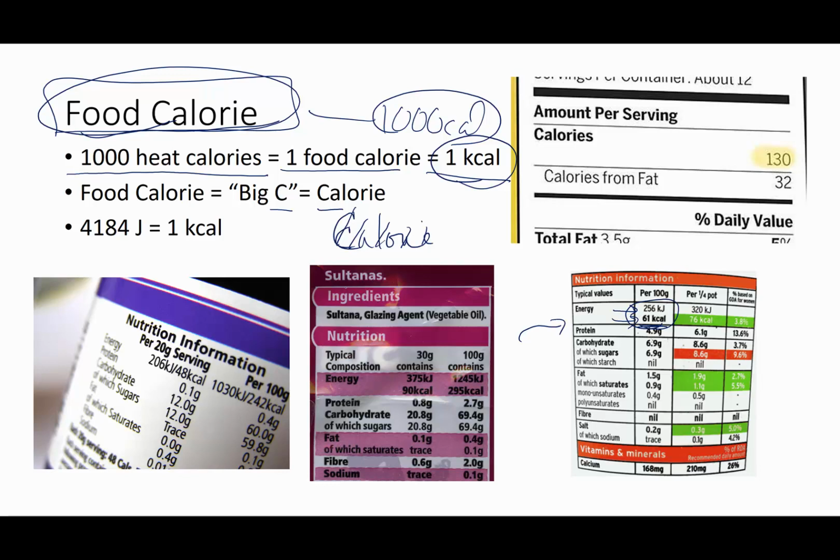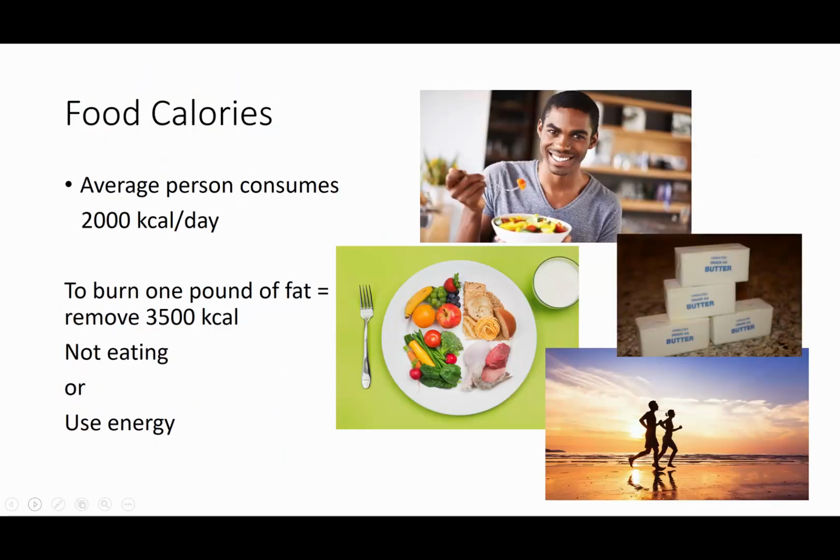Here is another food item, sultanas, which are just pretty much the same as raisins. Energy is 375 kilojoules per 30 gram serving, or 1,245 kilojoules of energy. And here's another one. I'm not sure what this food is, kilojoules and kilocalories. So you will see both. It depends on what you're doing.